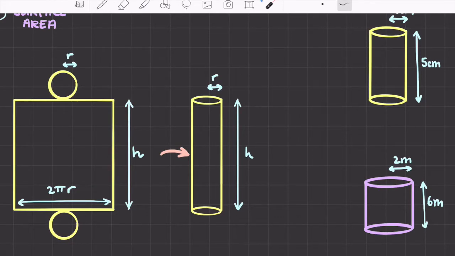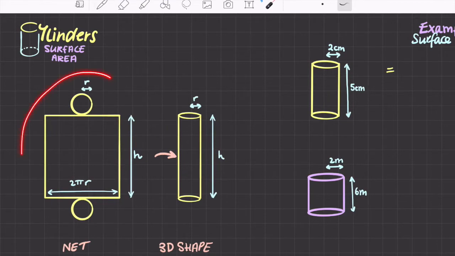And now imagine trying to work out what the net for that shape would be. Imagine unraveling this curved edge to make a rectangle, and then the circles on the top and bottom sort of folding outwards to make this net. Okay, this is what the net of a cylinder looks like. And there's a few different shapes here, aren't there? We've got a rectangle and we've got two identical circles.